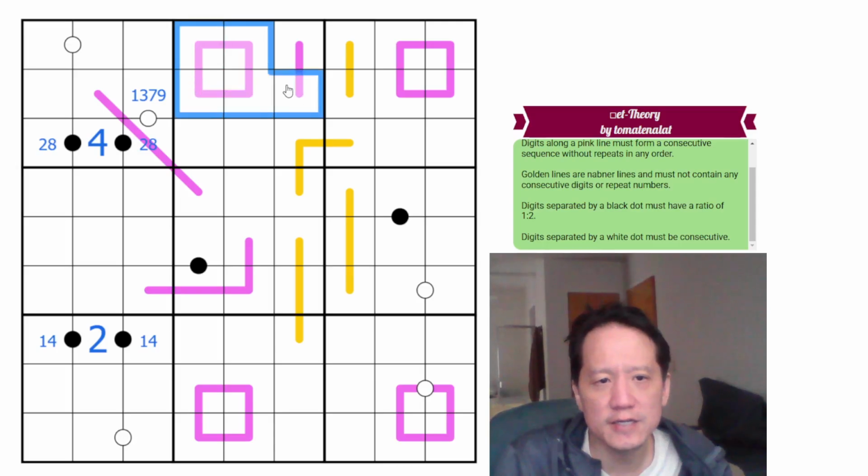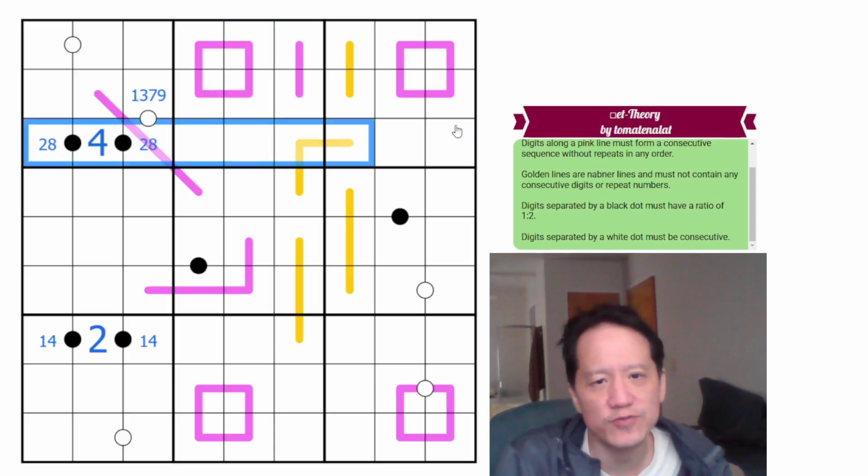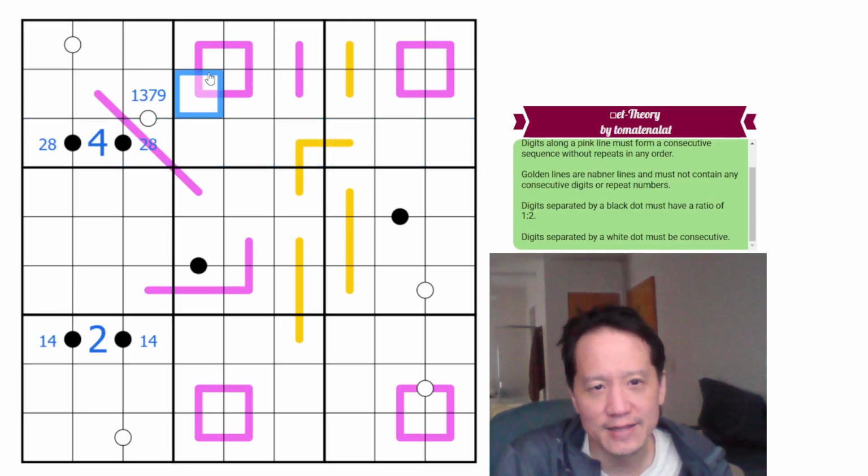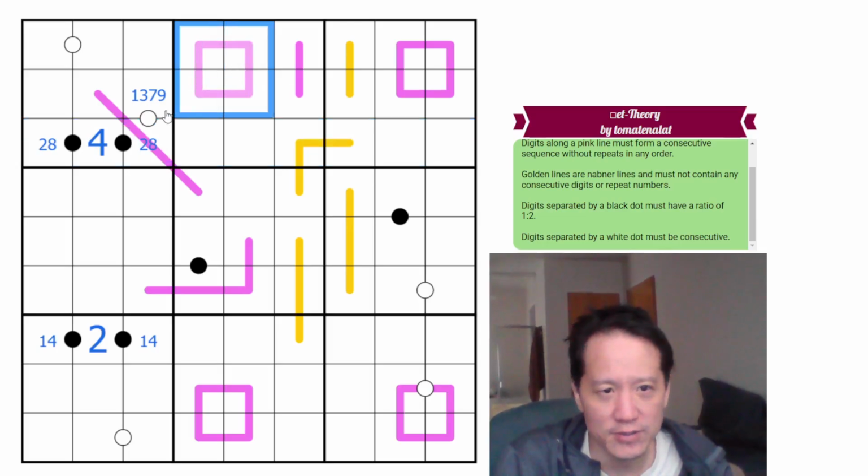Anyways, yeah, 8 cannot be... So we proved, going the other way, that that doesn't work, period. So this has to be 4 with 2 and 8. This is 2 with 1 and 4.